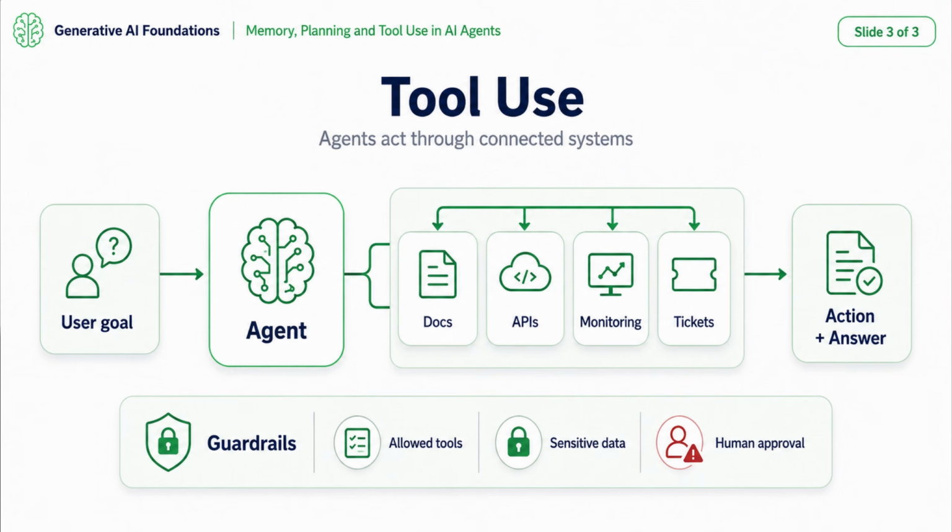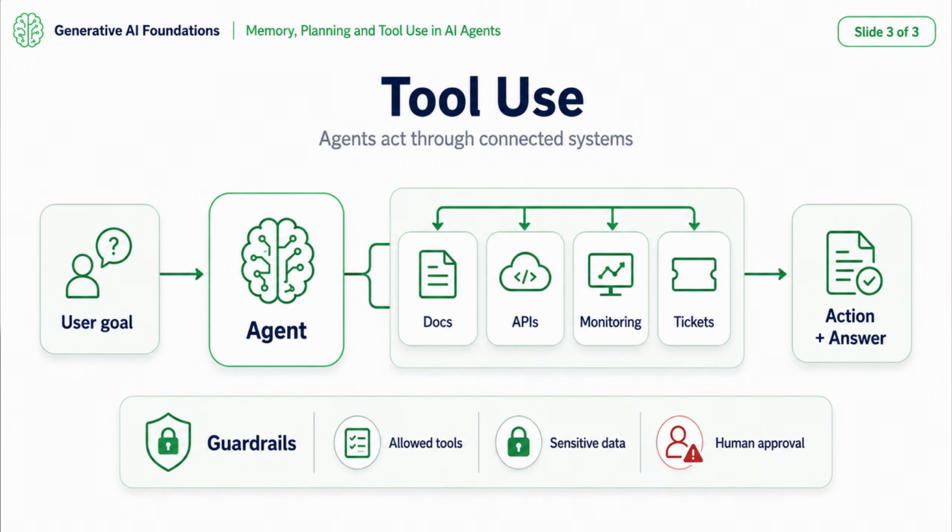Then we have tool use, which is one of the most powerful capabilities of modern agents, because tools allow the agent to interact with external systems instead of only generating text. The agent may search documents, call APIs, query the monitoring system, or create tickets depending on what the workflow requires. For example, an Azure operations agent may retrieve monitoring data, analyze the logs, and then create the incident summary automatically using the connected systems together.